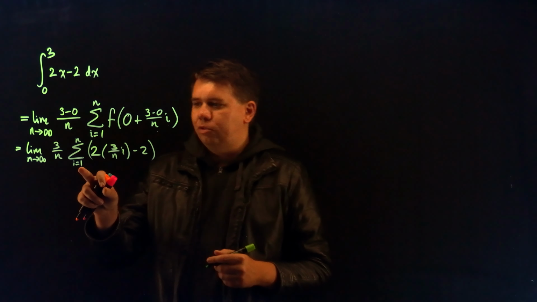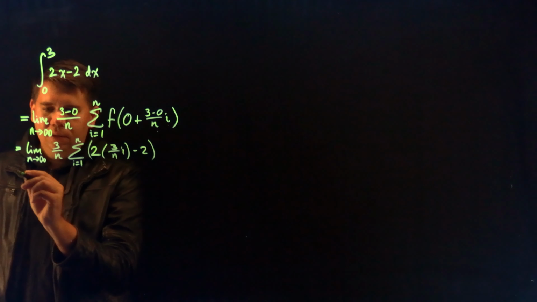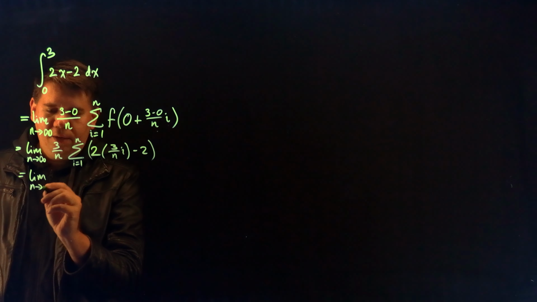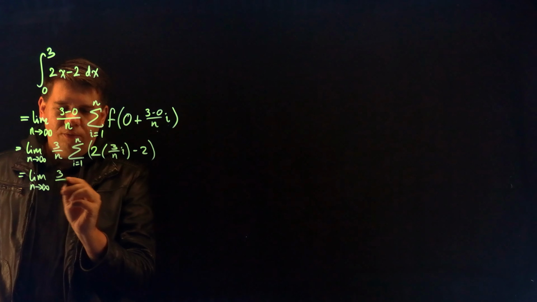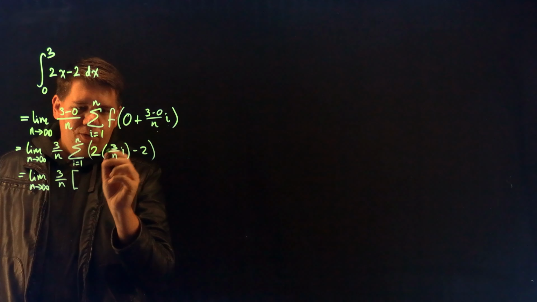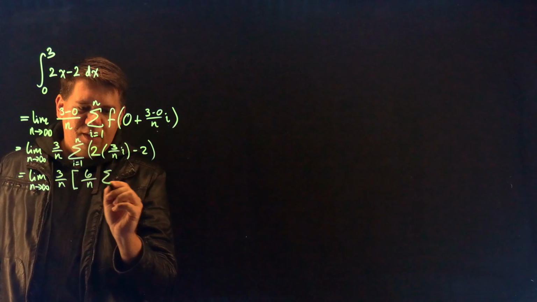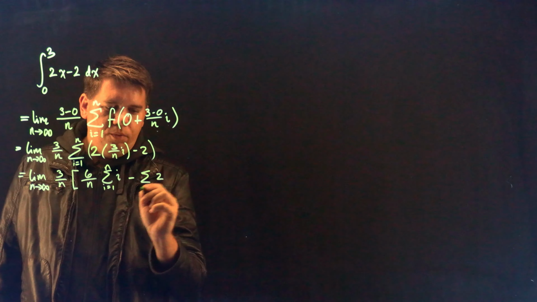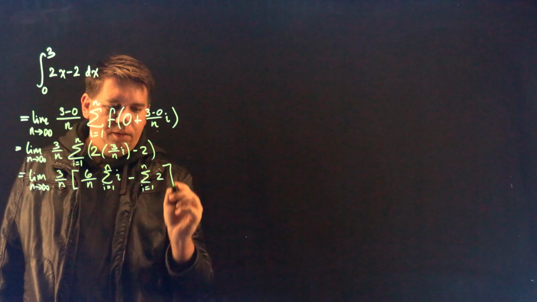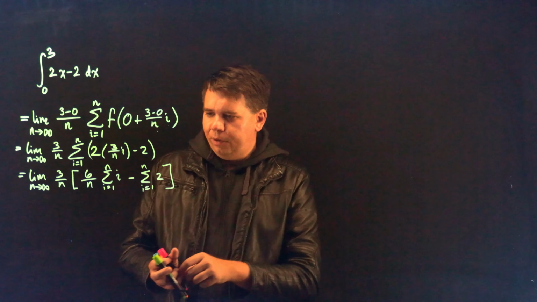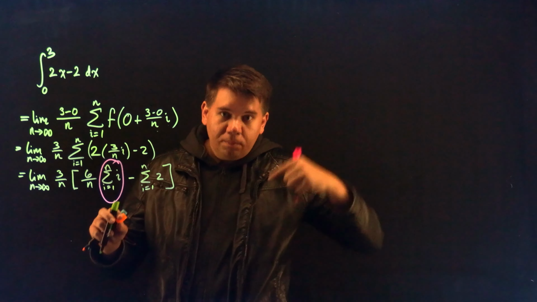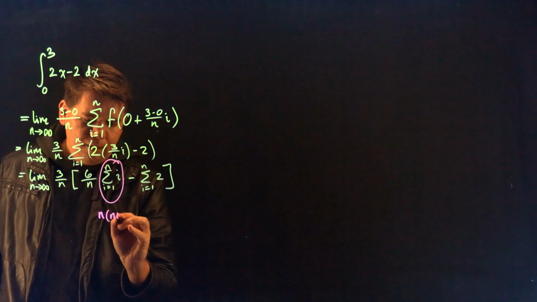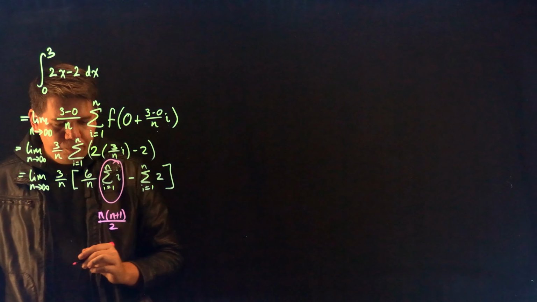Now we simplify, so we can distribute the sum to try and get the i by itself. So simplifying, we get the limit as n goes to infinity of 3 over n, your width, times, now distributing the sum, 2 times 3 is 6, so 6 over n times the sum of i, minus just the sum of 2, where i goes from 1 to n. Here, we're going to think back and remember, what is the sum of i from i equals 1 to n? Well, that's just 1 plus 2 plus 3 plus 4 all the way up to n. And that came out to be, you recall, n times n plus 1 all over 2.